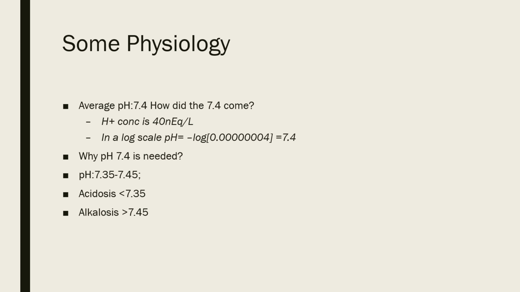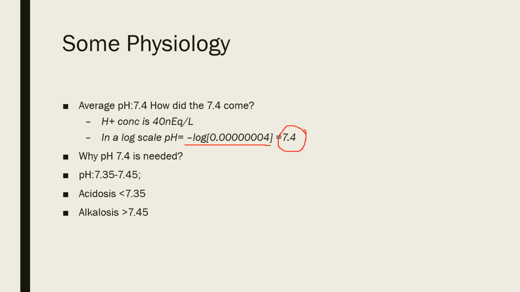pH is inversely proportional to the logarithmic concentration of hydrogen ion. So when you put it as a formula, it ends up like this: minus log of point so many zeros followed by a 4. And the answer for that in a table is 7.4. Now why can't this be an easy 7? And why can't this be an easy 8? Why is it ending up as a 7.4?